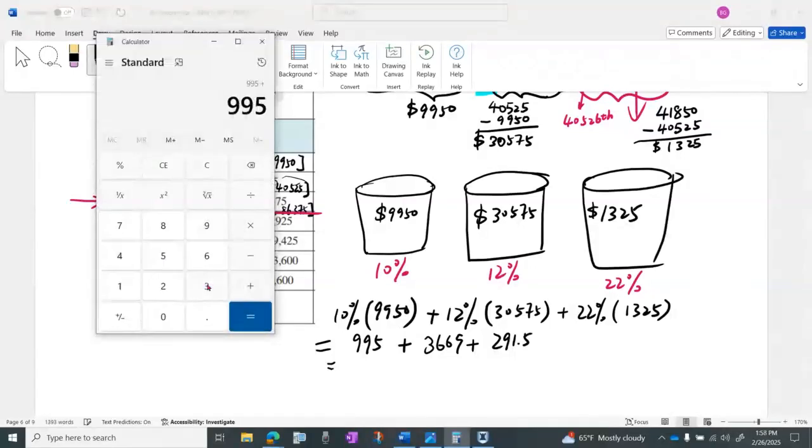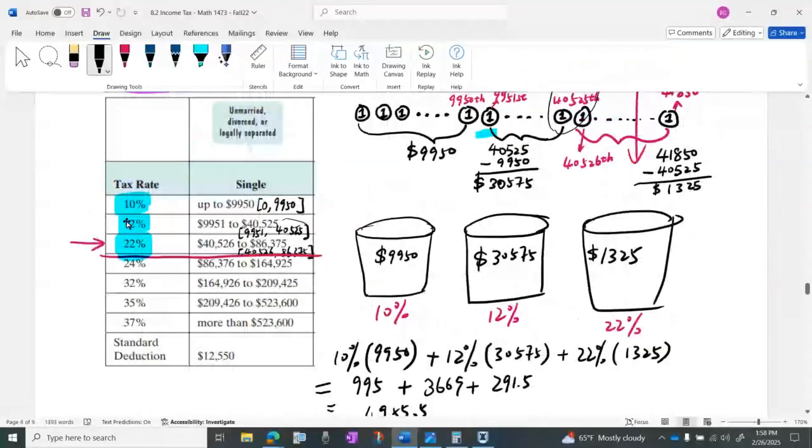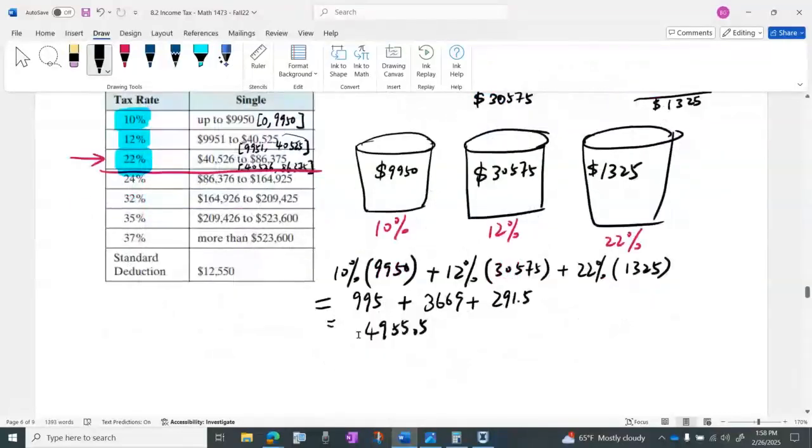995 plus 3,669 plus 291.5 is 4,955.5. Okay, so together, after we apply the tax rates, the guy's tax amount is $4,955.50 before the tax credit is applied.